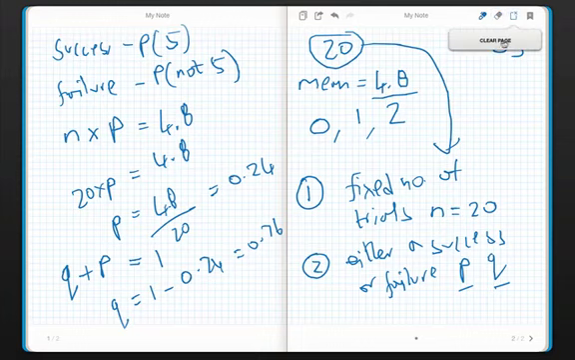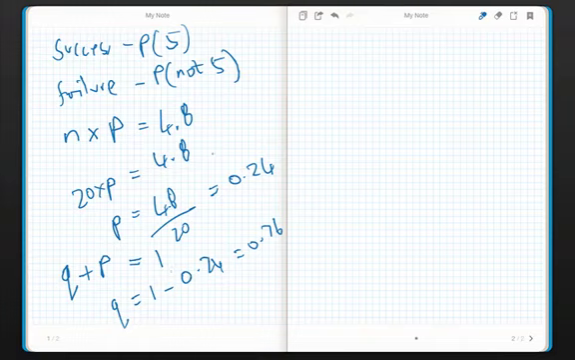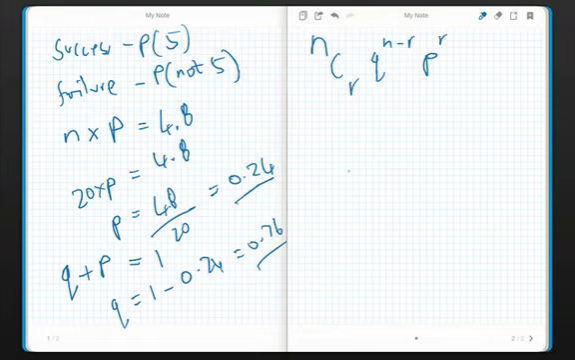I'm going to clear this page. I hope you got this down. We're going to be using this for later problems, so I'm going to keep this here. Now, to apply the binomial distribution, this is a simple formula to use. The formula is nCr Q to the power of n minus r, P to the power of r. Now in this case, r is the number of successful events that we want.